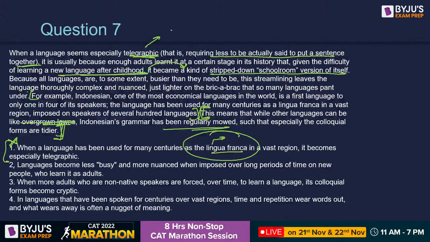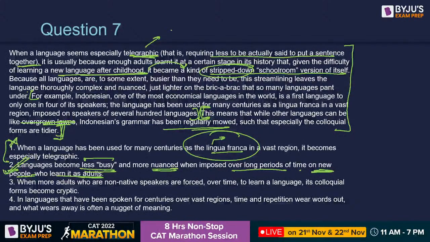It's being lingua franca. Option 2 says languages become less busy and more nuanced. They become less busy. That means they'll not have as many words, as many metaphors out there, and more nuanced. We filter it down, we strip it down. They become more nuanced when imposed over long periods of time on new people who learn it as adults. So this is actually capturing the essence of this paragraph pretty well. A well framed option. I didn't even have doubts, of course I'll check 3 and 4, but it pretty much captured the essence.